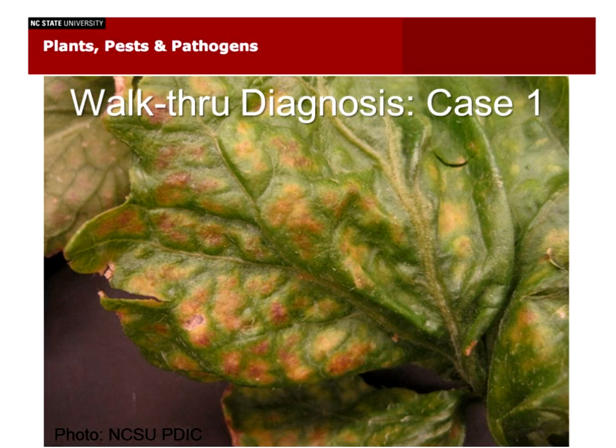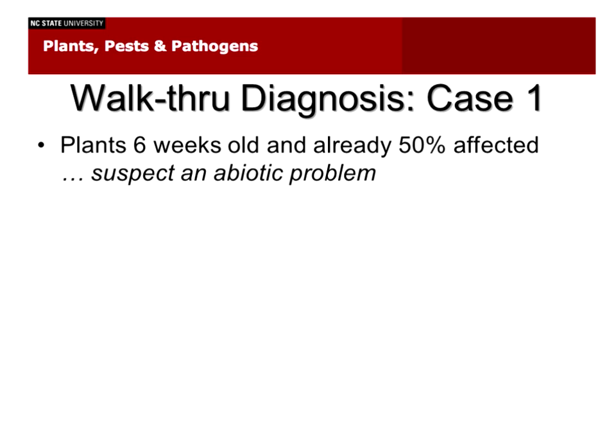And so those are helpful things to know, because of what it's going to turn out to be in this case. And this is another little piece of information here: the plants, what age are they? Well, they're already 6 weeks old, but half of them are affected. So that leads us right there to maybe lean toward it being some kind of an environmental or cultural problem rather than an infectious disease, because so many were affected so quickly.